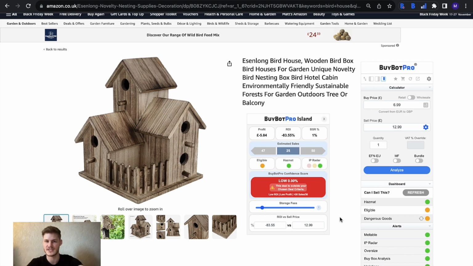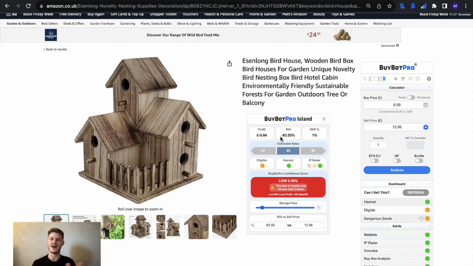Of course, you might have just seen this right here and decided, no, I'm not going to do that because it's a loss, which is completely understandable. That is the thing to do. But then if you wanted to understand a bit more as to why, those are some of the other things that you can look at in BuyBotPro to understand why this would not be an item to go ahead with.